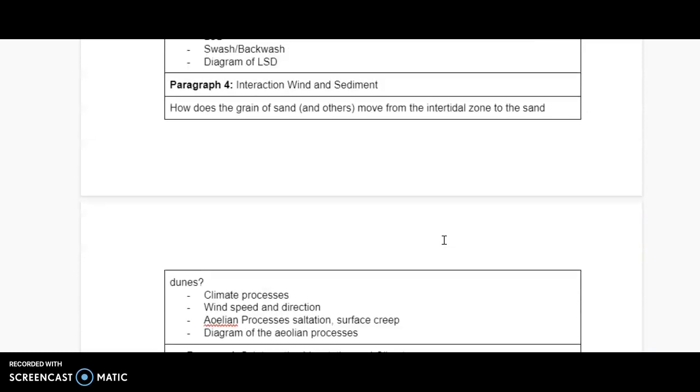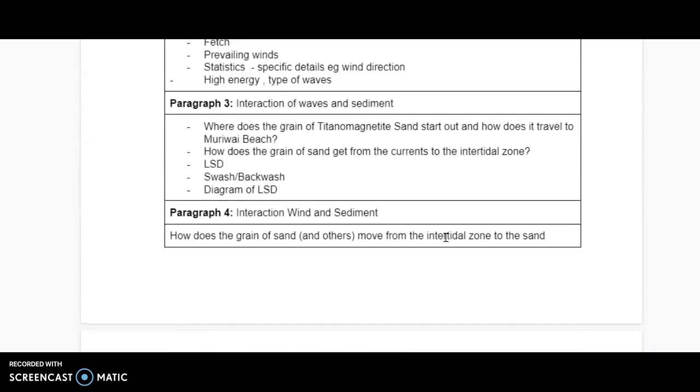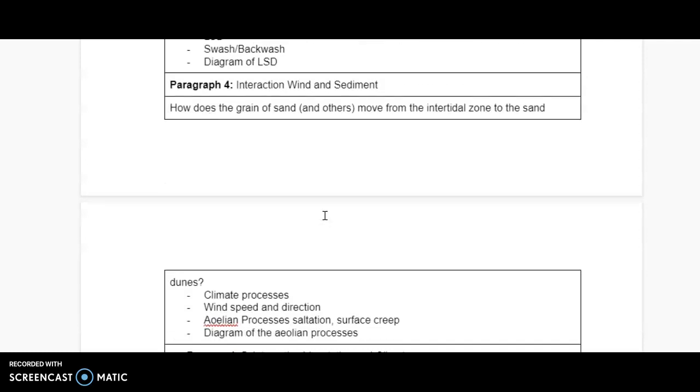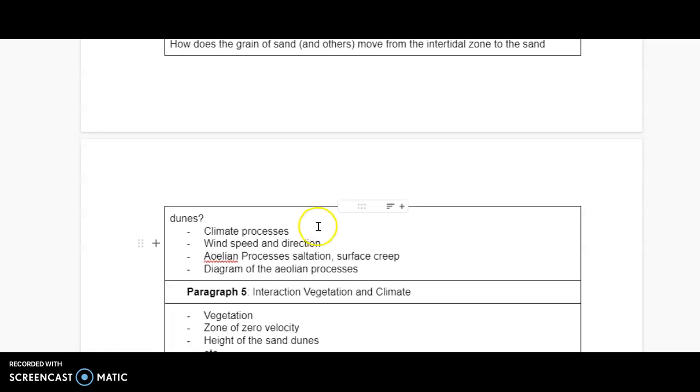Paragraph 4 is the interaction of the wind and the sediment. So in paragraph 3, you've talked about how the sediment, the titanomagnetite sand, has been deposited into that intertidal zone. All right. So now in paragraph 4, what happens to that sediment once it's in that intertidal zone? So how does it move from the intertidal zone up into the sand dunes?